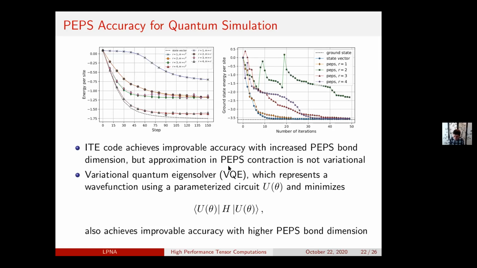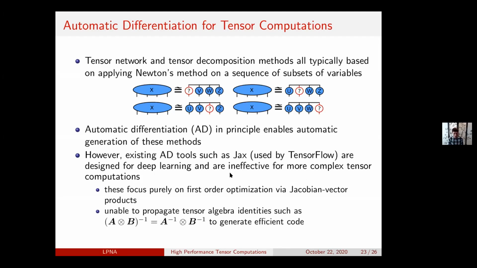Okay, and I'm quite behind on time, but the final thing I wanted to talk about today is automatic differentiation for tensor computations. In a sense, all the methods I've talked about so far, these tensor decomposition algorithms such as Gauss-Newton and ALS, the DMRG method for tensor networks, all of these are applying Newton's method, so quadratic approximation, to a subset of the variables at a time in an alternating manner. And Newton's method, to do this quadratic approximation, simply needs to compute a bunch of derivatives and then to solve a linear system.